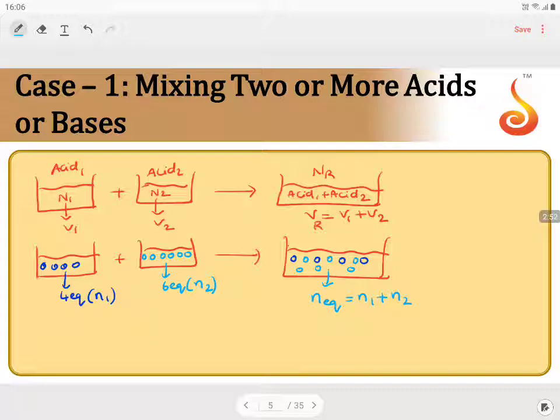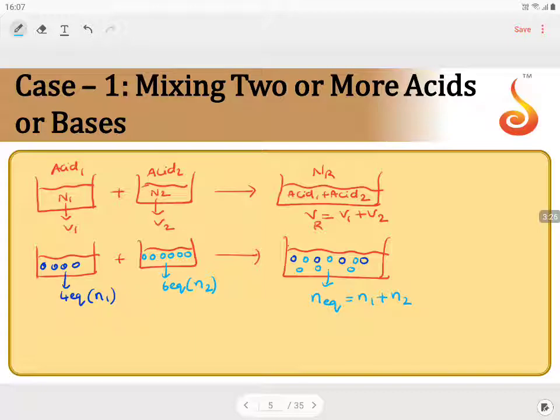So if one solution, for example, has 4, let us consider like balls, in one box you have taken 4 balls, in another box you have taken 6 balls, when I add the 2 to each other, the total number of balls you will have in a single container after adding is 4 plus 6, 10. The same way, if you have n1 number of solute particles in acid 1 and n2 number of solute particles in acid 2, the total number of acid particles after adding to each other in the mixture will be n1 plus n2.